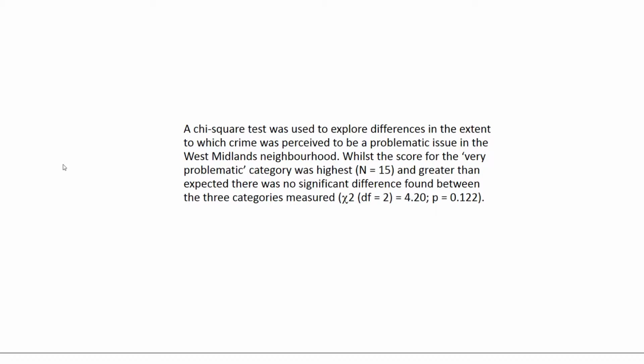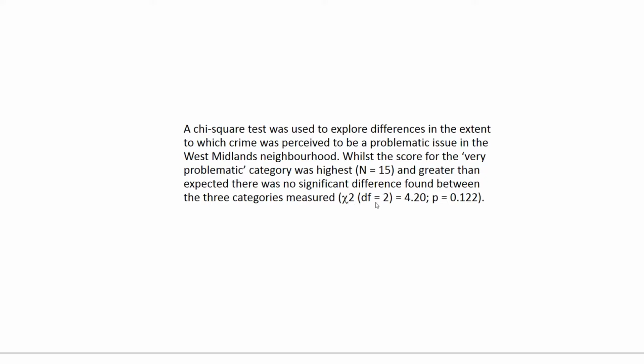Okay, so this is how we would write up the chi-square test in the results section of a practical report. So you would state that a chi-square test was used to explore differences in the extent to which crime was perceived to be problematic in the West Midlands. Whilst the score for very problematic was highest, you can see we've got the number 15 there. So if we were to go back to SPSS, we would see that the highest was for very problematic. And greater than expected, there was no significant difference between the 3 categories measured.